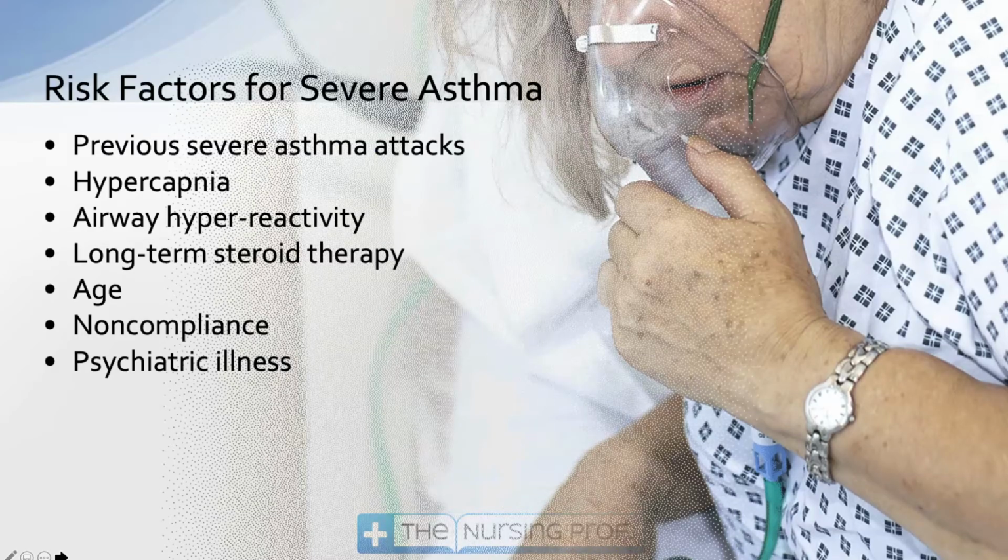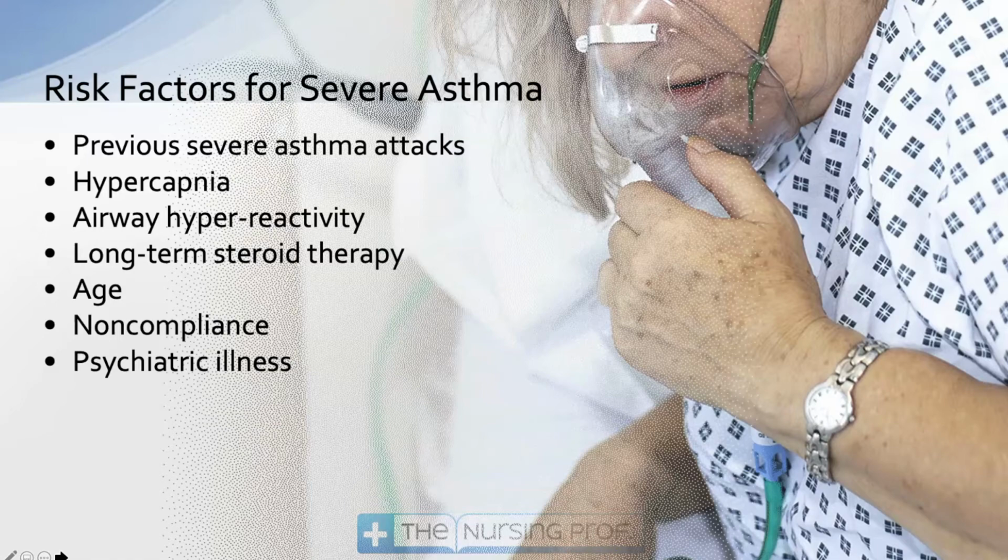Some of the risk factors for severe asthma include previous severe asthma attacks, hypercapnia, airway hyperreactivity, long-term steroid use, age. The very young and the very old have less control over their immune systems, non-compliance, psychiatric illness. So all of these things are risk factors for severe asthma. So again, when you're taking a look at that asthmatic that you're caring for, we want to look for some of these pieces to help us to be aware of who might be at risk for having that severe attack.